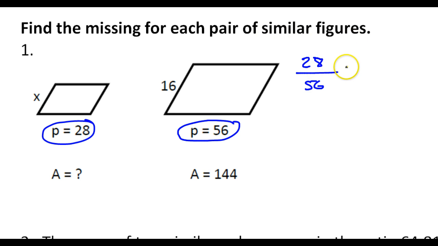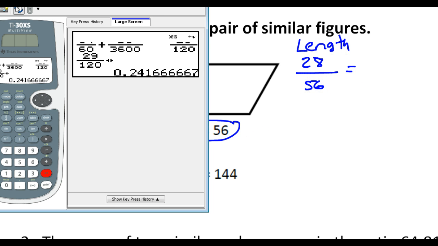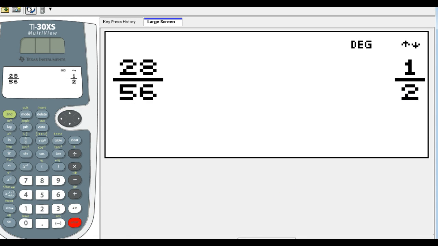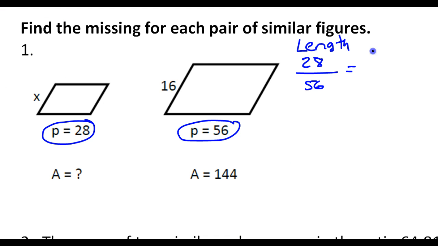This is length. Now 28/56 reduces, don't you know? That's a scale factor of 1/2. So the length scale factor is 1/2. So if I want to find x, I can go ahead and use this scale factor of 1/2 to find it.